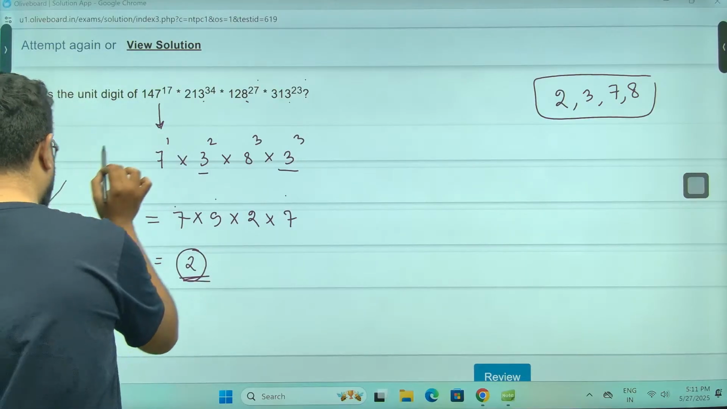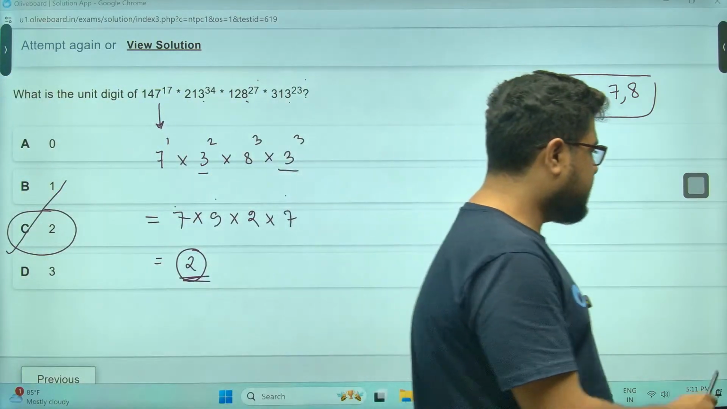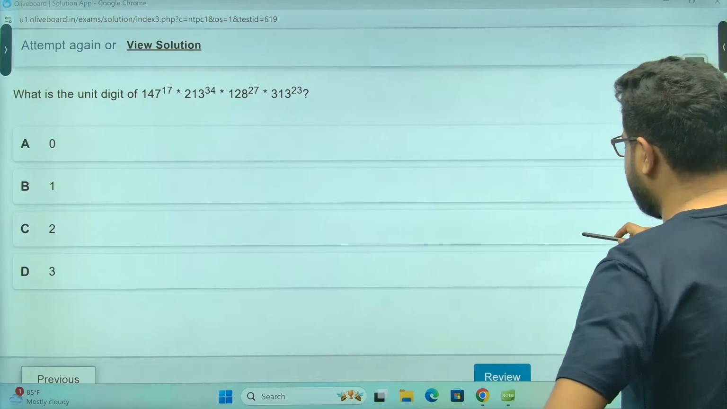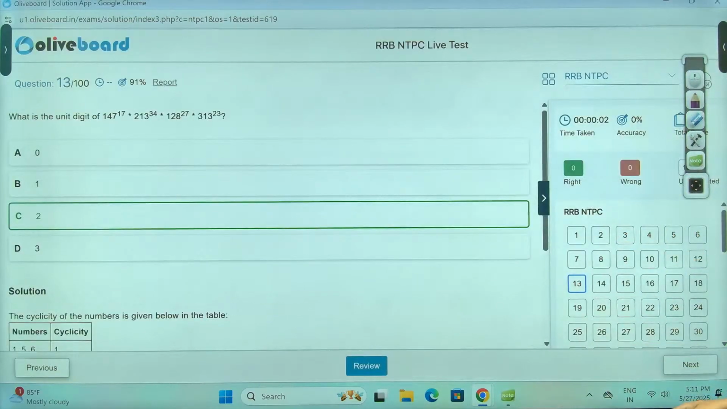Option C. Yes, Reena. Perfect, everyone. Need answers from everyone.